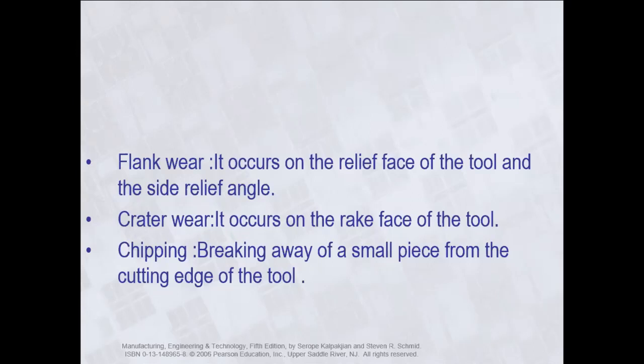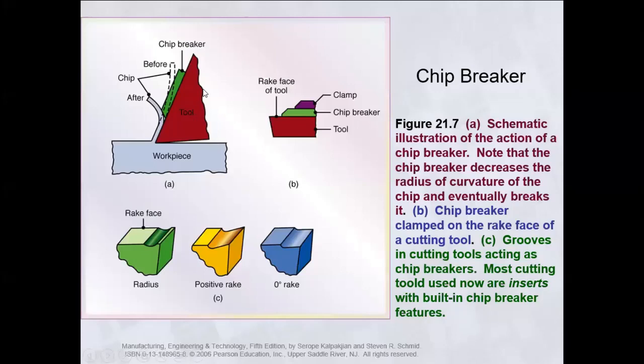So it means that we can minimize the crater wear. How can we minimize the crater wear? The crater wear can be minimized by using chip breakers. So what is a chip breaker? The chip breaker is used to protect the rake face of the tool.